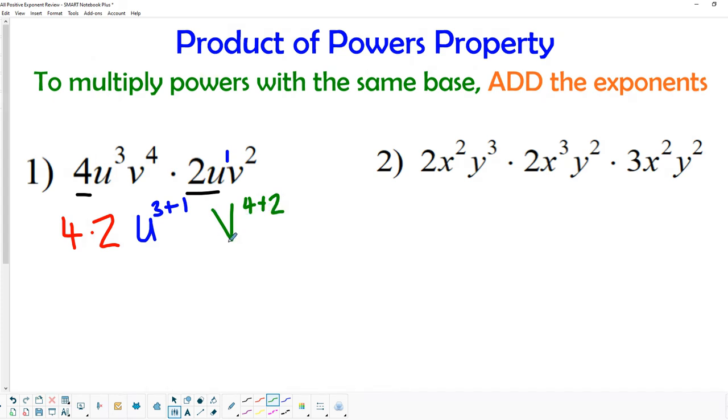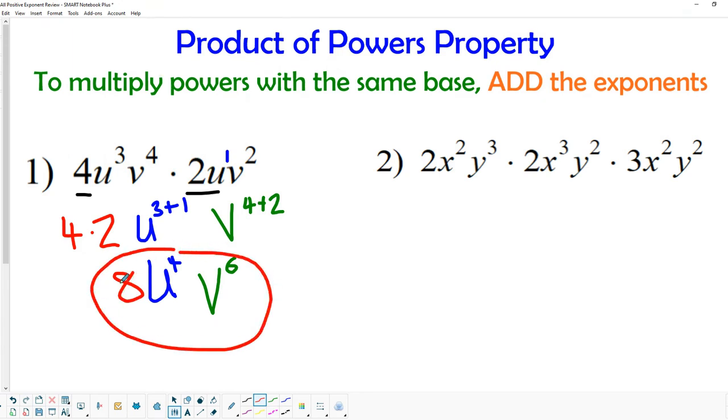So when I combine all of this together, I'm going to end up with v to the 6th power, u to the 4th power, and 4 times 2 is 8. So when I simplify this expression, I get 8 u to the 4th power, v to the 6th power. So again, 4 times 2, 8. 3 plus 1, 4. 4 plus 2, 6. And that's all there is to it.